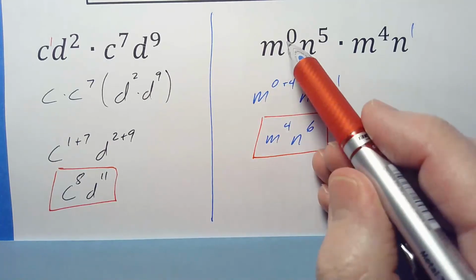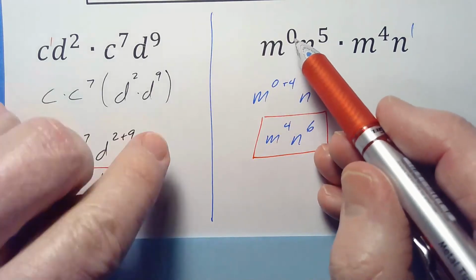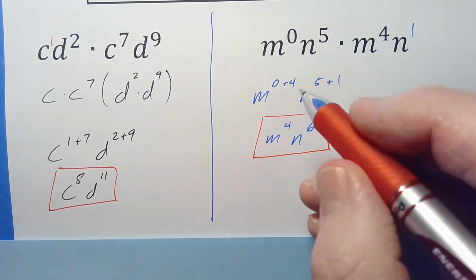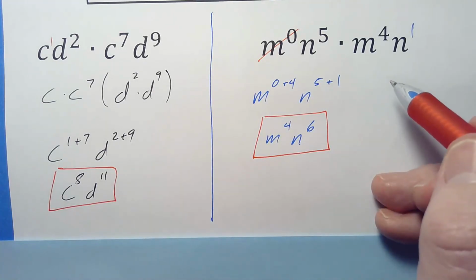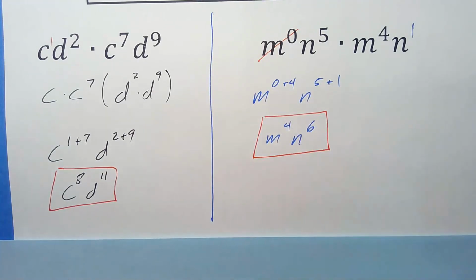And again, like I said, you could have just ignored that if you want and said, you know what, hey, that's just like the number 1. And I could have just said, look, well, there's only an m to the 4th there. And sure enough, I would have gotten the same answer.